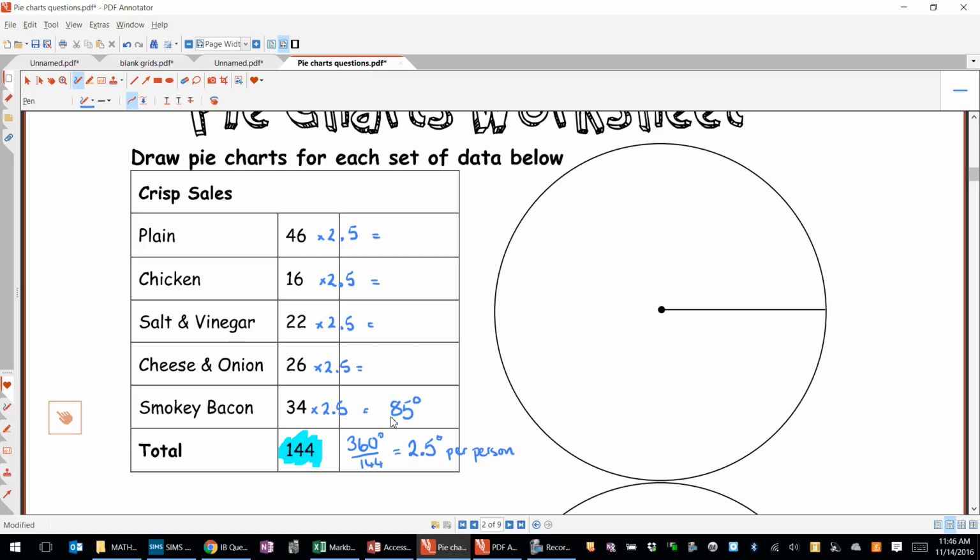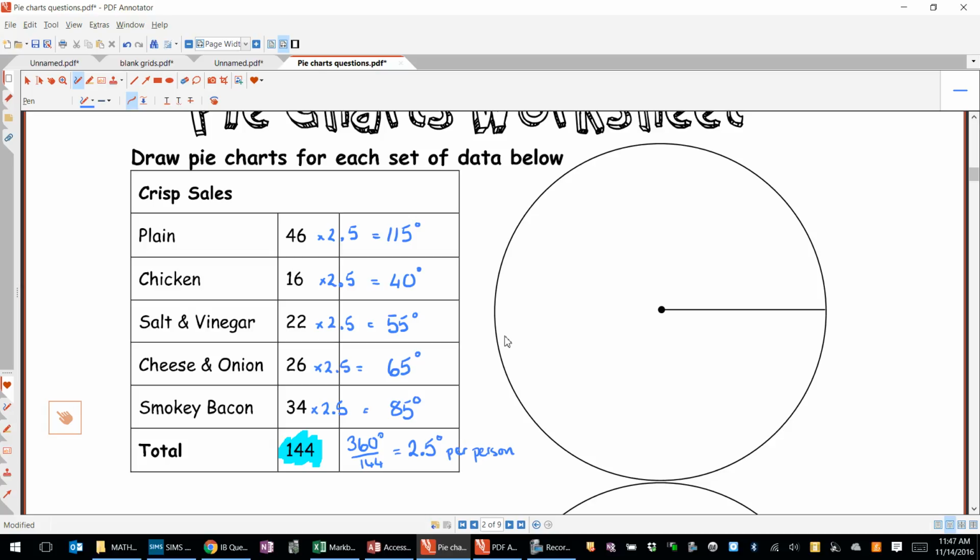Got any more for me? 65 for cheese and onions. 55 for salt and vinegar. Plain is 115. 40 is chicken. They're all divisible by 5. That is true.